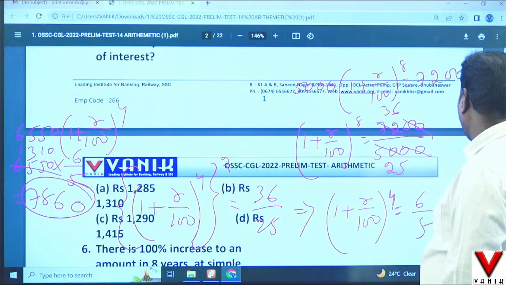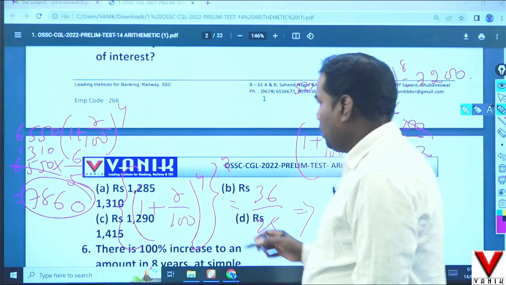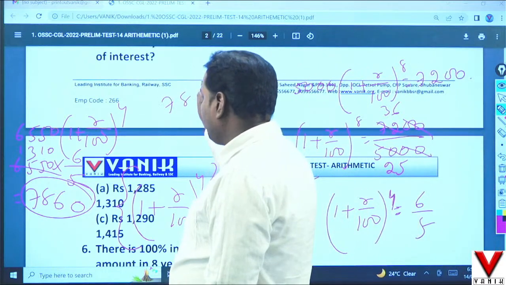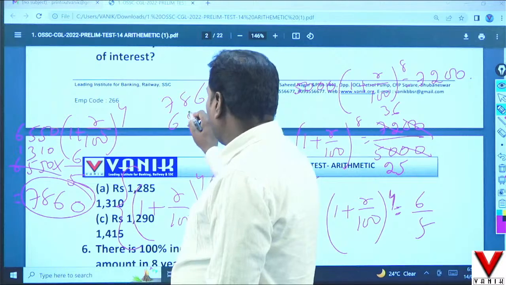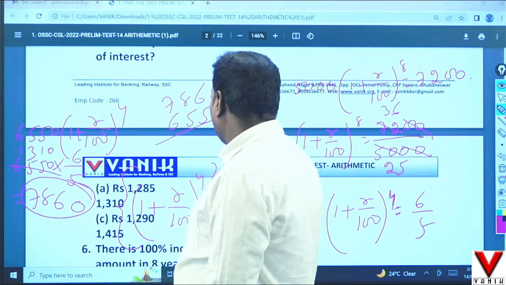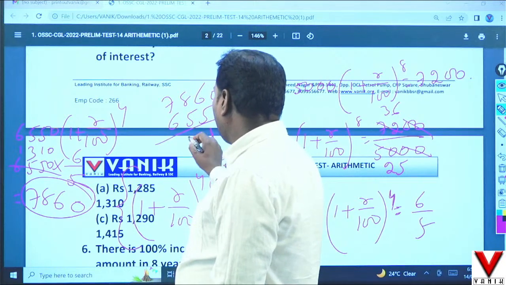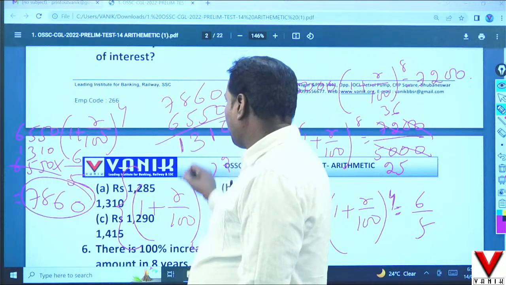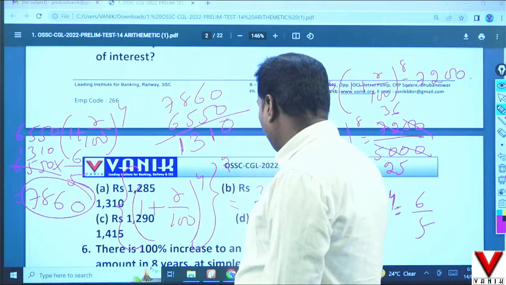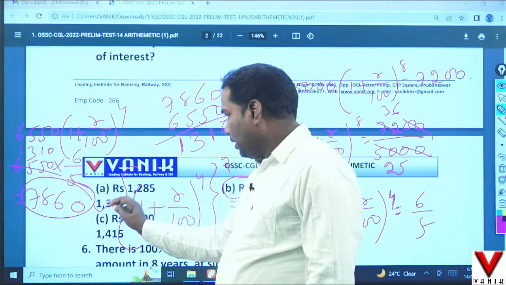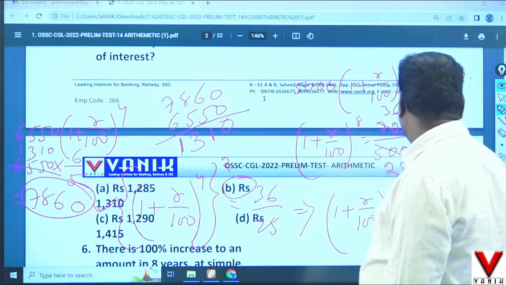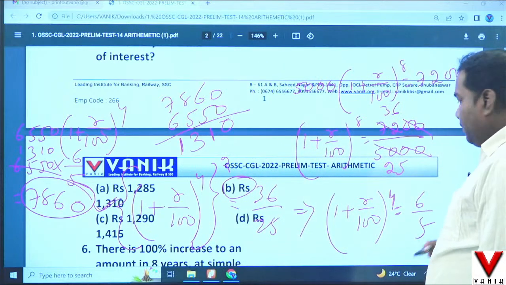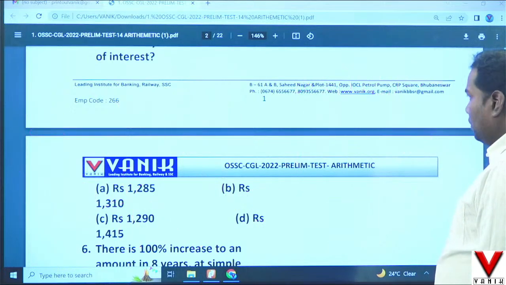7,860 is the amount. We have to find the compound interest. So 7,860 minus 6550 is equal to 1310. Option B is our correct answer. This is 1310. Clear? Come to the next number.